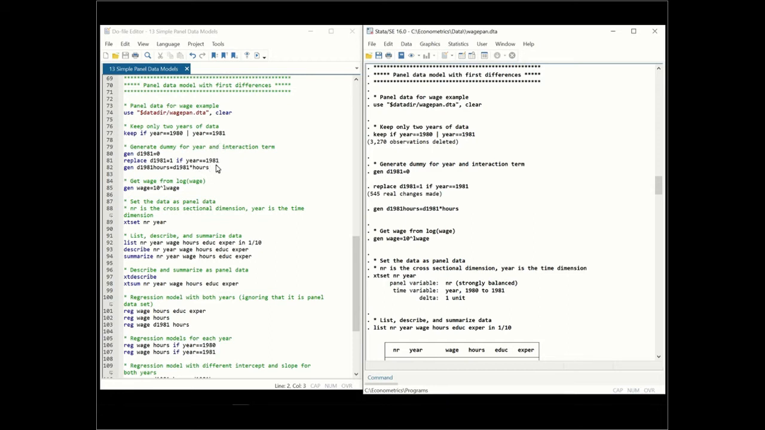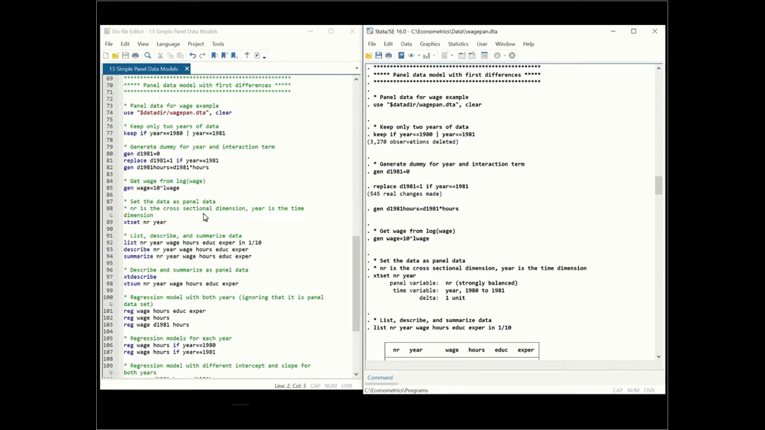And then we would also generate an interaction term of the 1981 dummy and hours. So this would be actually our independent variable and the dummy variable multiplied together. We would also be generating a wage variable from the log wage, because the data set did not come with a wage variable. So we would just be basically taking 10 to the power of log wage to get to the wage.